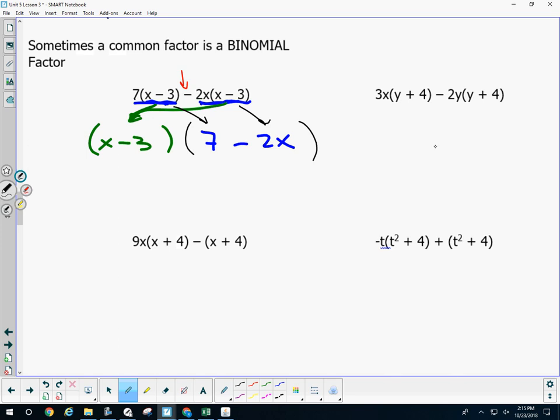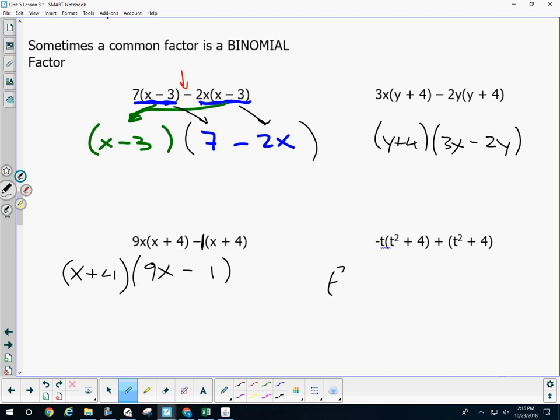Okay, here, the y plus 4 can be pulled out of both terms, leaving us with 3x minus 2y. Here, the x plus 4 can be pulled out of both terms, leaving me with a 9x, and is that it? Minus 1, good. You can put a 1 there. Here, the t squared plus 4 can be pulled out. I'm left with a negative t plus 1. Because there could be a 1 there. We pull it out of this term. We divide t squared plus 4 by t squared plus 4. That's 1.